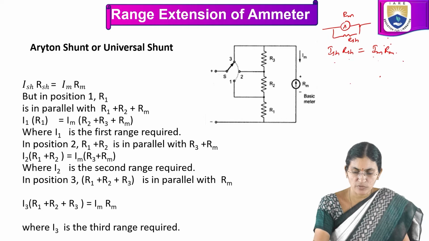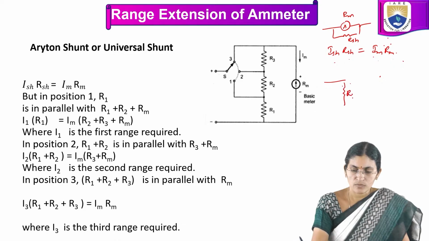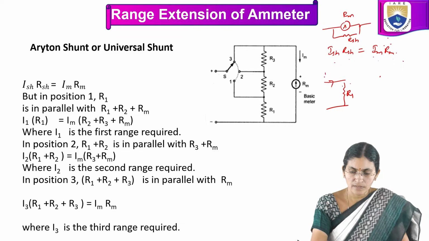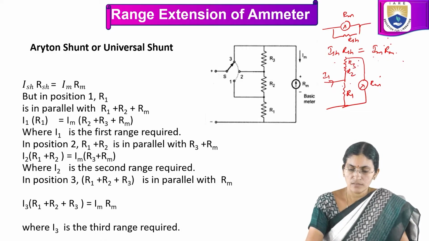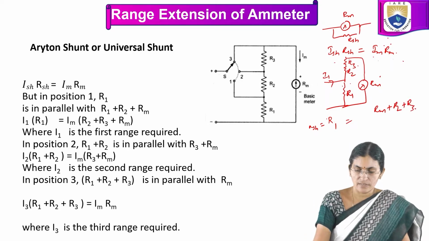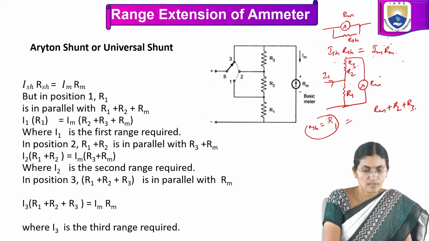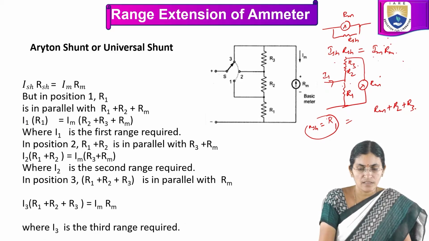Now when the switch is at position 1, it connects the resistor. So this is the circuit now. So R1, this is the current I1 which needs to be measured, and the remaining will be connected in series with the meter resistance Rm. So this is how the circuit will look. Here the shunt resistance RSH is equal to R1, whereas the meter resistance is Rm plus R2 plus R3. So at position 1, R1 is in parallel with R2, R3 and Rm. That is what is written here.